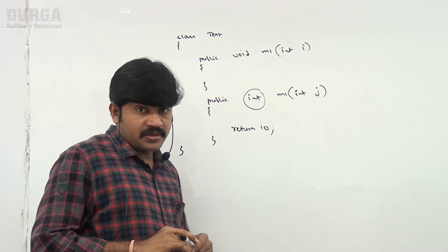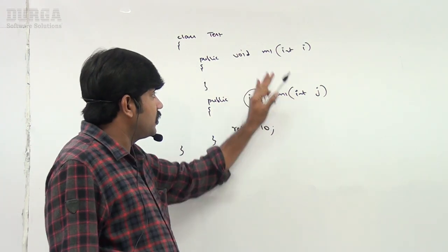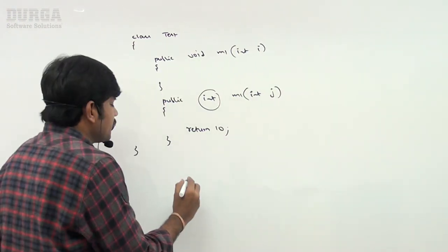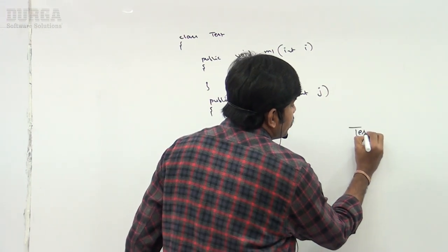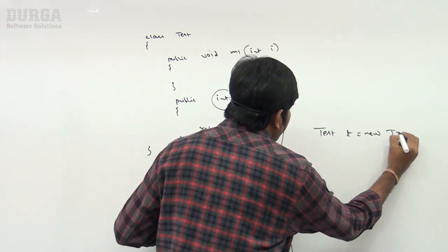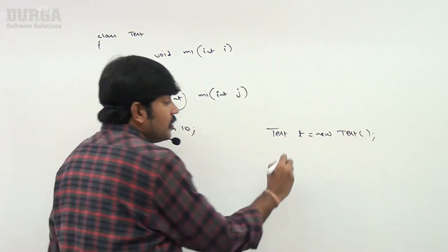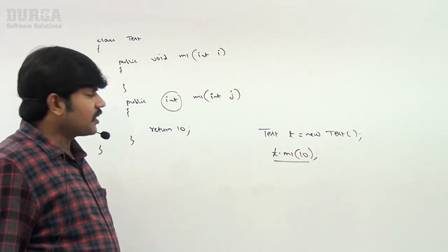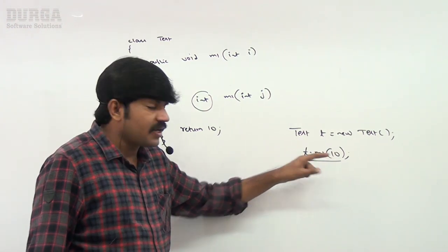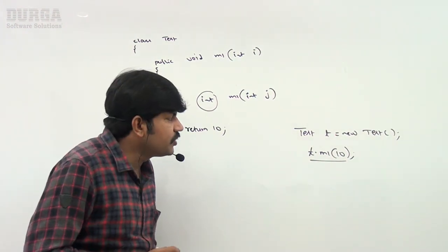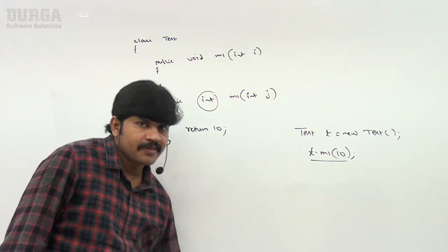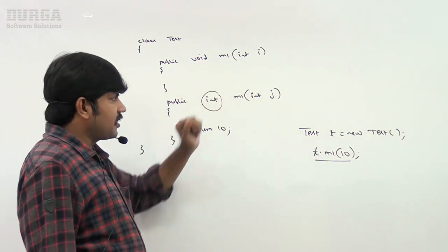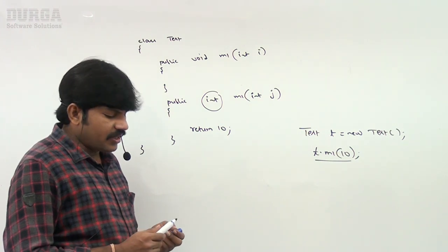Now my question is, take very special care about this terminology. Assume that I'm creating an object, Test t = new Test(); t.m1(10), calling the m1 method by passing 10 as the argument. Can you please confirm which method is going to get the chance? Either the first method or the second method?